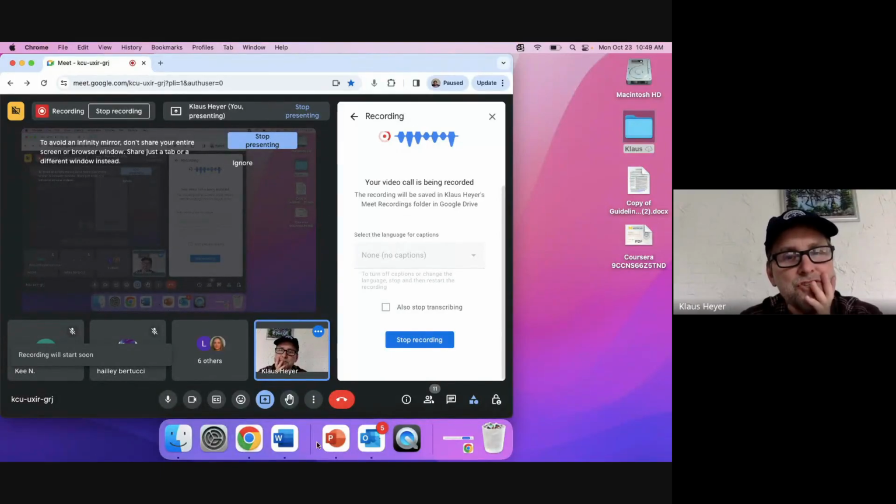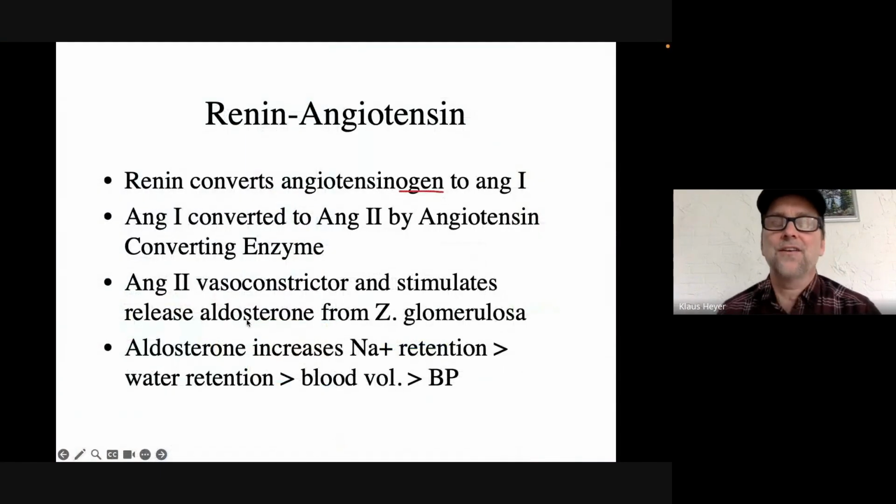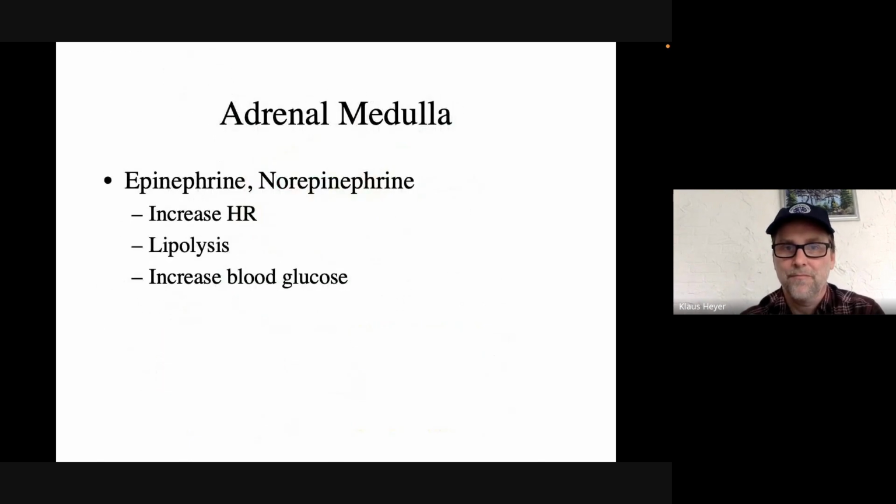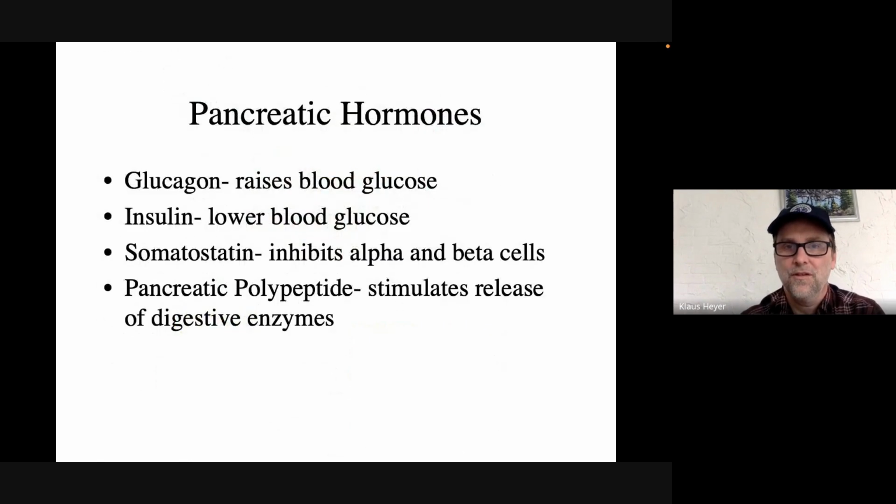All right. To revisit that, this is something that you have to know for the exam. The other thing you have to know for the exam, because I wasn't recording, is functions of the pancreatic hormones. Well, what are the four pancreatic hormones and what are their functions?